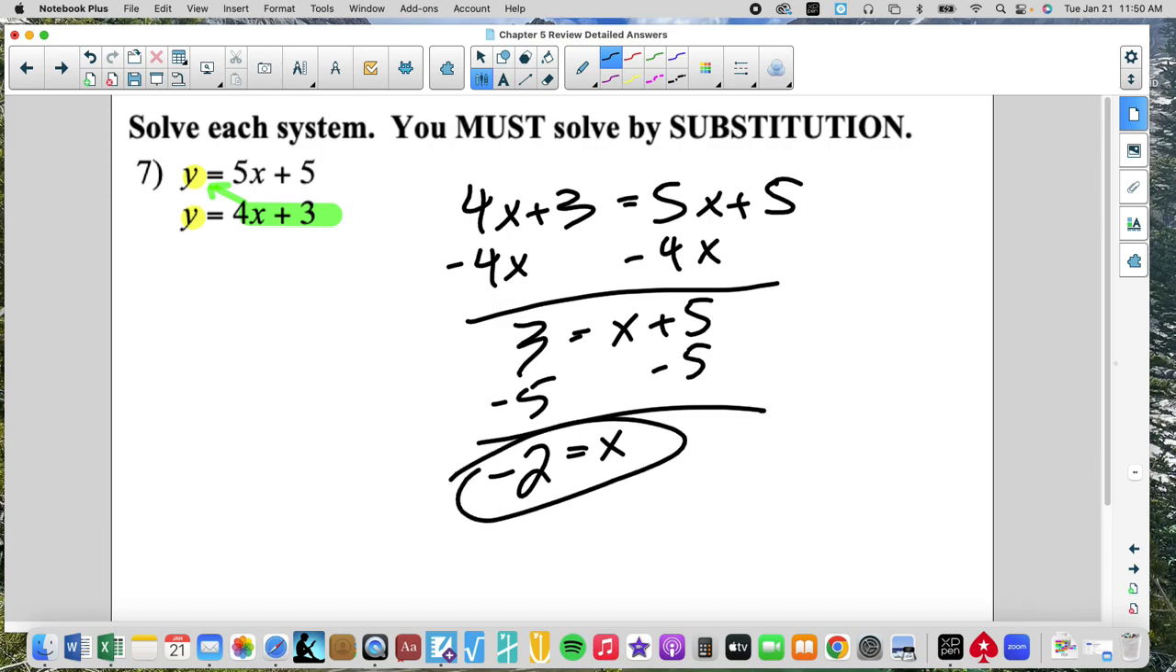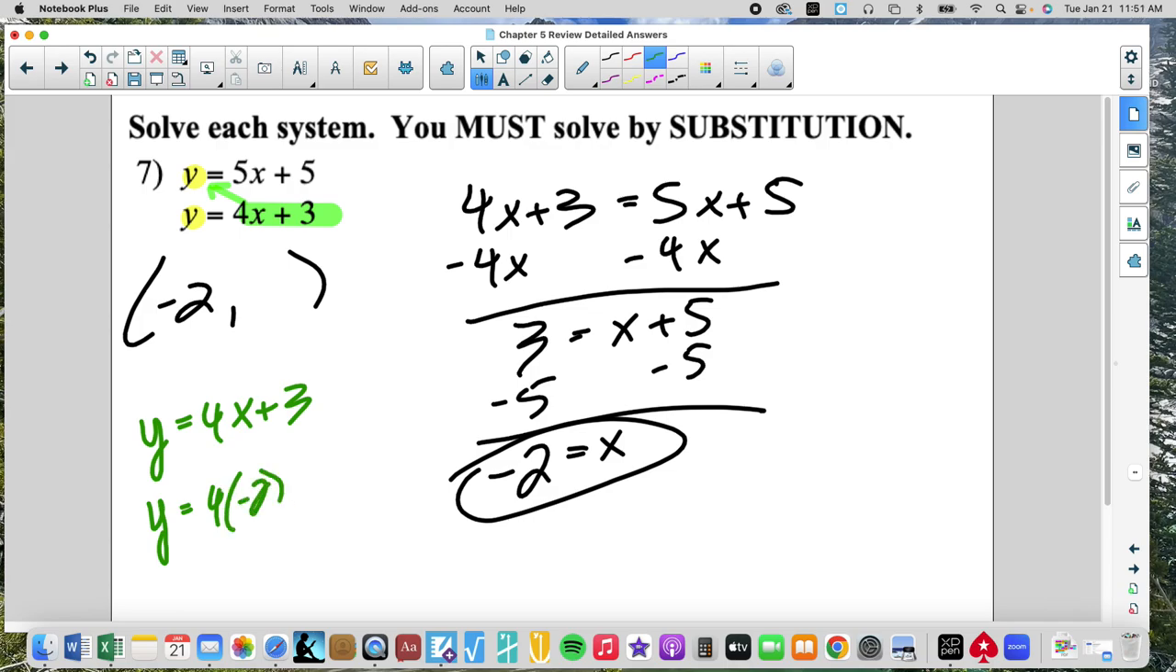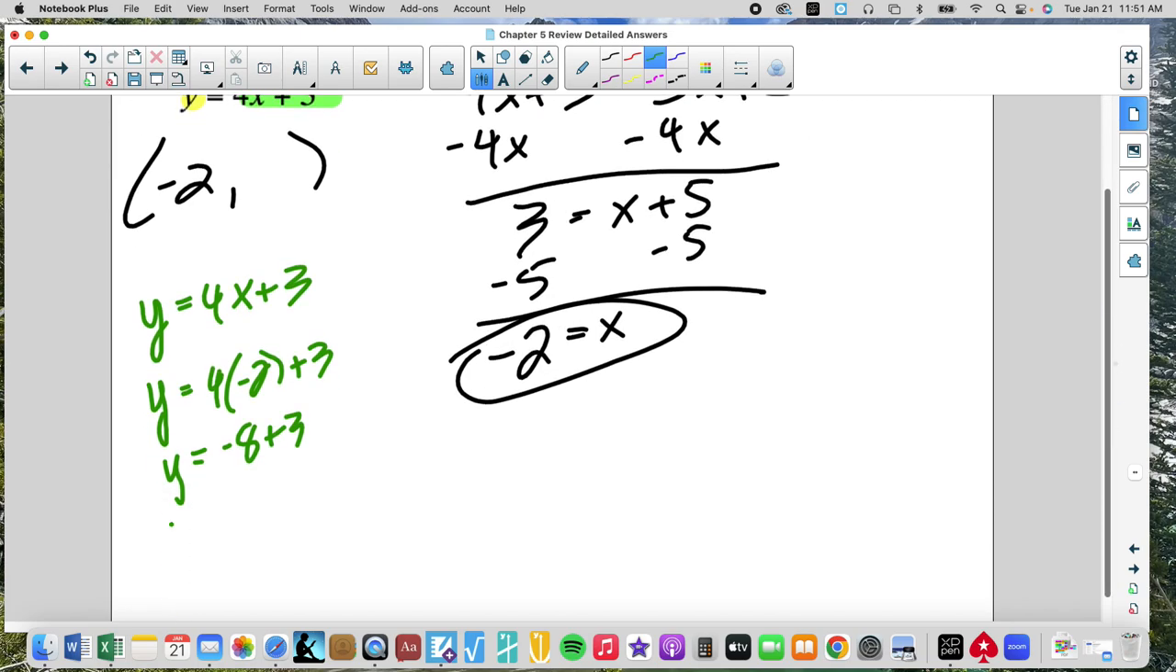This again is my x part of the solution. And now I'm going to take the other equation. I substituted it into the top equation. So I'm going to use the bottom equation. And I'm going to plug in when x equals negative 2. It'll tell me what my y value will be. And my y value will be negative 5.